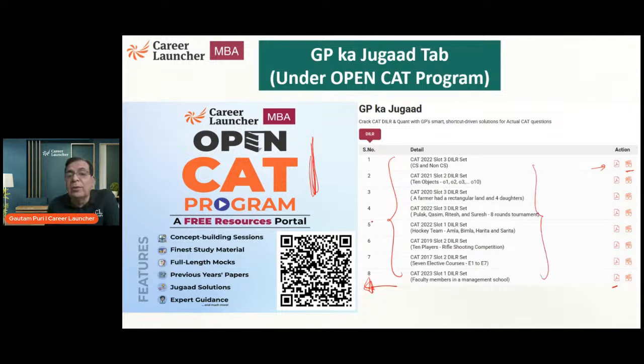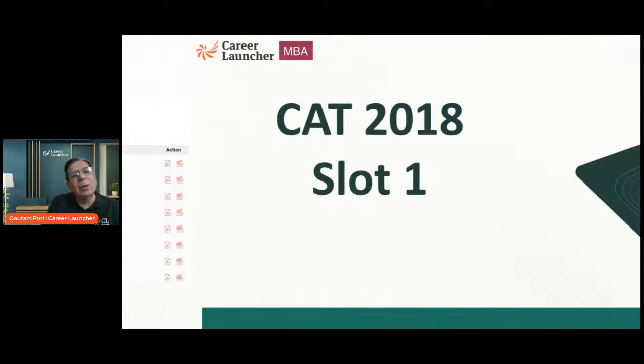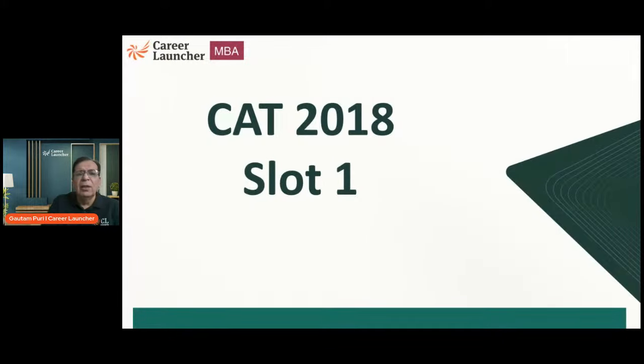Now, for the earlier sessions which you have missed, the same process applies. Supposing you missed these sessions, do the same process. Download the exercise, solve it, then go and watch the video. So don't watch the video till you have solved the set yourself. Okay? Chalo. Now, assuming you have all solved it, first let's look at CAT 2018 slot 1.